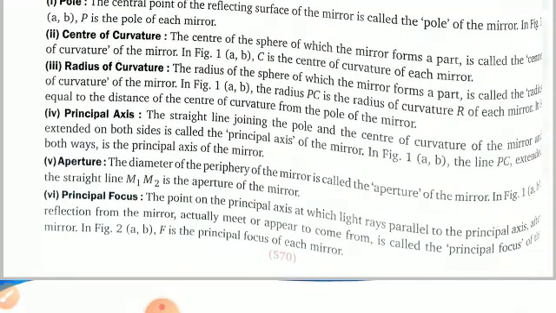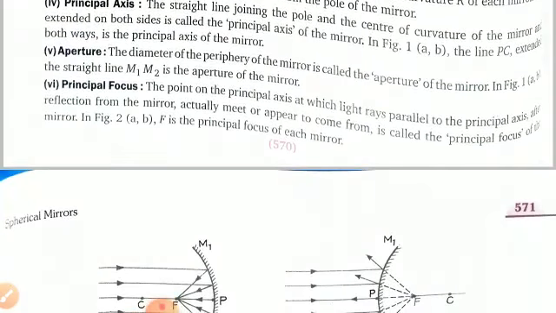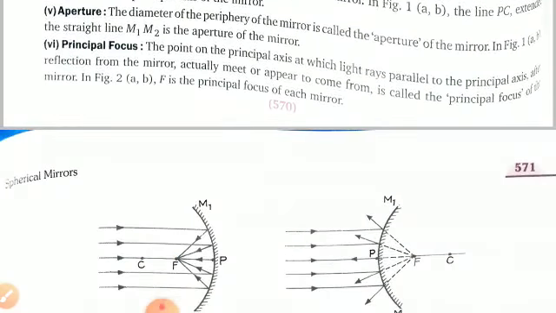Now we will talk about principal focus. The point on the principal axis at which a light ray parallel to the principal axis, after reflection from the mirror, actually meets or appears to come from is called the principal focus of the mirror. I hope you know reflection and refraction; you already studied them in previous classes.